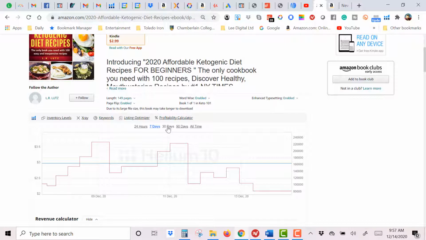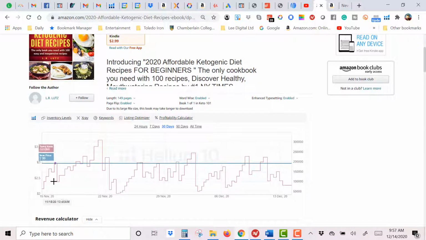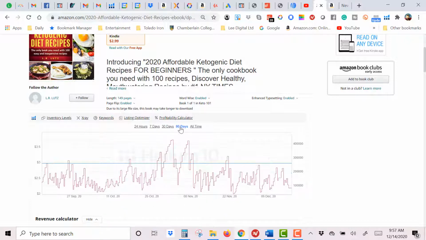Let's go back 30 days. And we have 1, 2, 3, 4, 5, 6. This book is selling well the last 30 days. Last 90 days, it's selling well. So every dip you're seeing here is a sale.